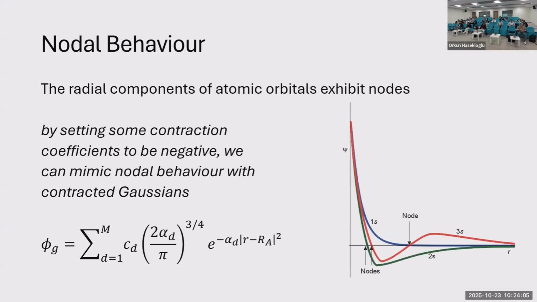When it comes to the nodal behavior, here you see the nodes. When you look at the wave function of 1s, 2s, and 3s orbitals, the radial components of atomic orbitals exhibit nodes. By setting some contraction coefficients to be negative, we can mimic nodal behavior with contracted Gaussians. And we use the same equation that we used before for this purpose.